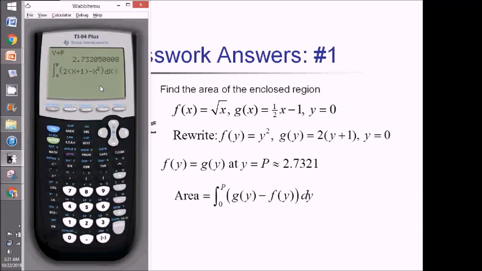So here's what this looks like when I do it on the calculator. I've got the integral from 0 to p, and then instead of using y in my integral, I'm just going to use x's, and as long as I do that all the way across, then my calculator will figure out what this actually is numerically. So we've got 2 times, this is really y plus 1 minus y squared dy, giving me 6.131.